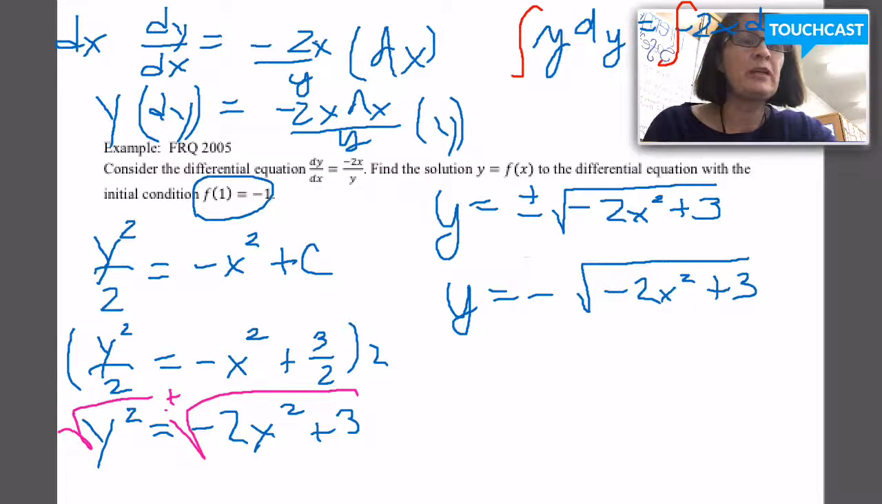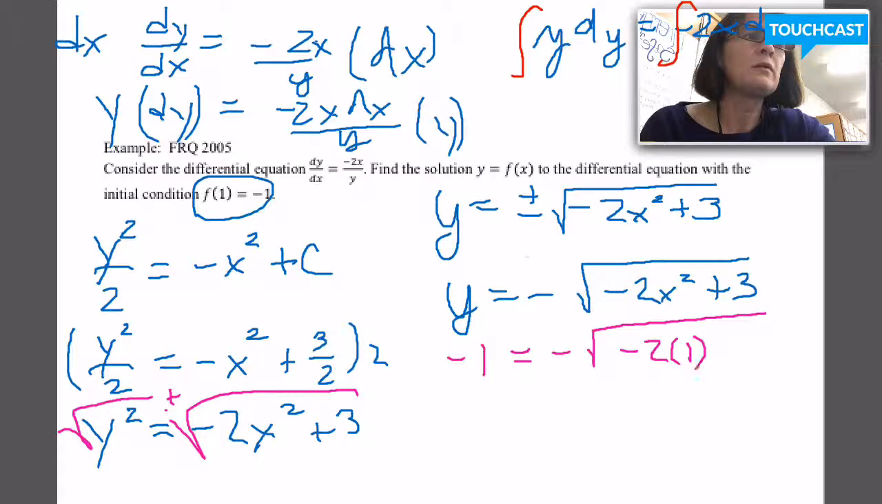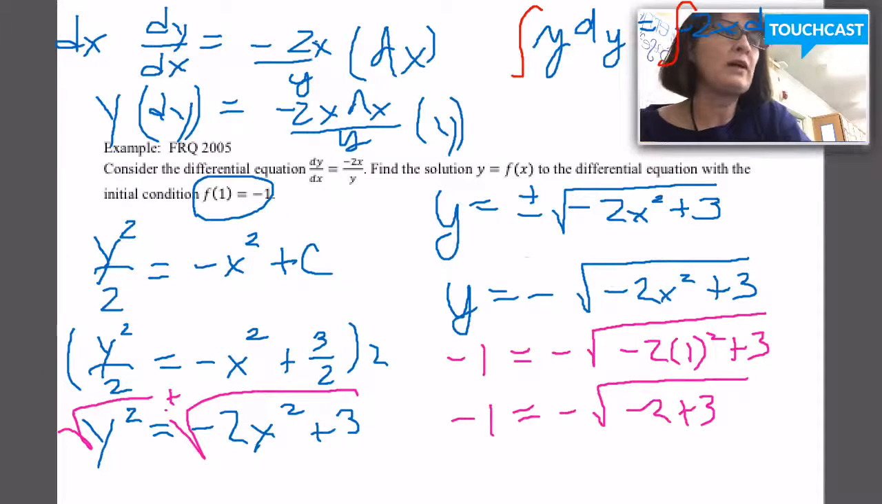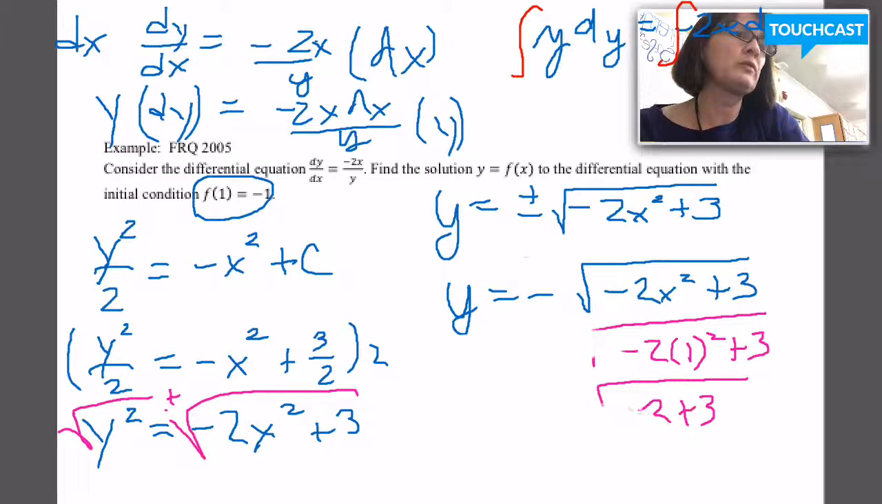I said you should stop and check. I'm going to change colors. If I do, in fact, plug in negative 1 for y and 1 for x, I get a true statement. So is negative 1 equal to the opposite of the square root of negative 2 plus 3? Yes, because negative 2 plus 3 makes 1, the square root of 1 is 1, the opposite of 1 is negative 1, and that is equal to negative 1. So here I have my answer. It's y equals the negative square root of negative 2x squared plus 3.